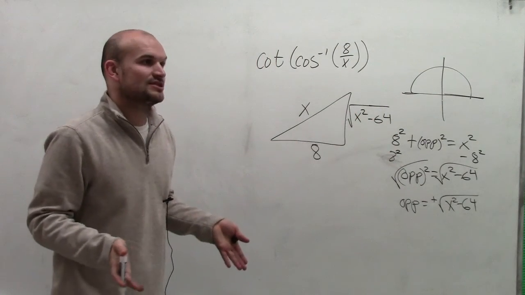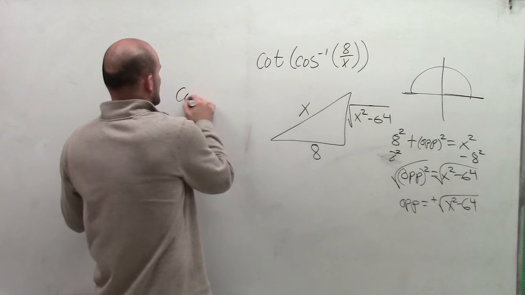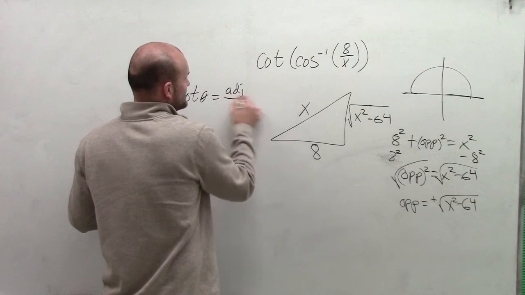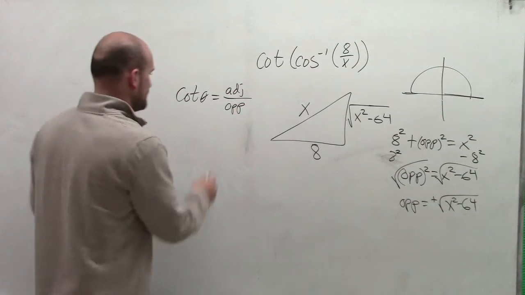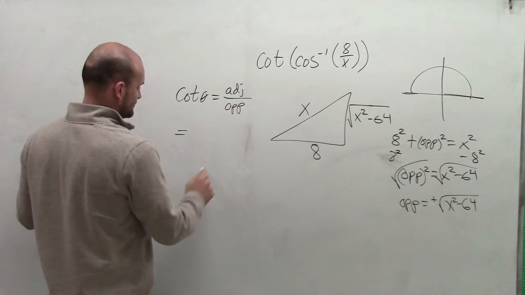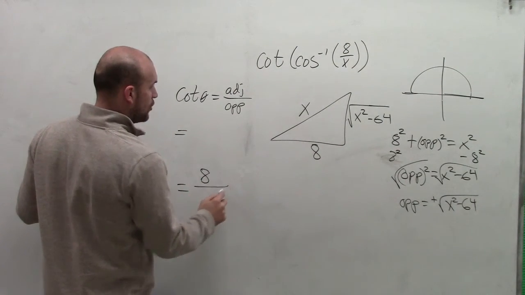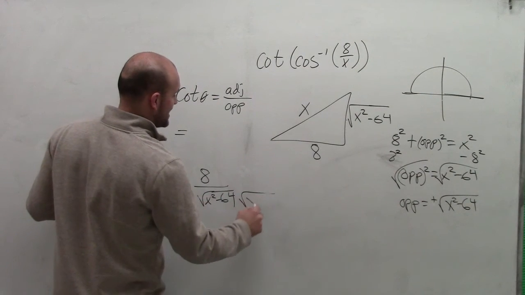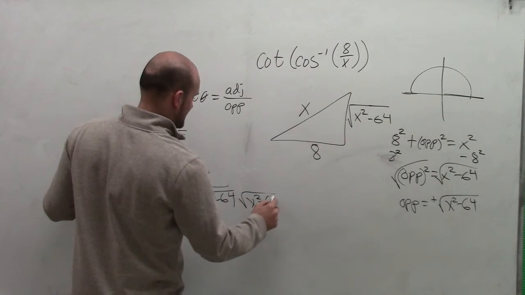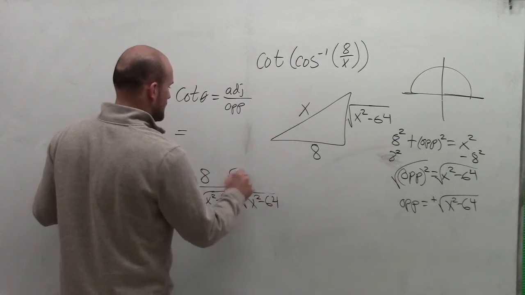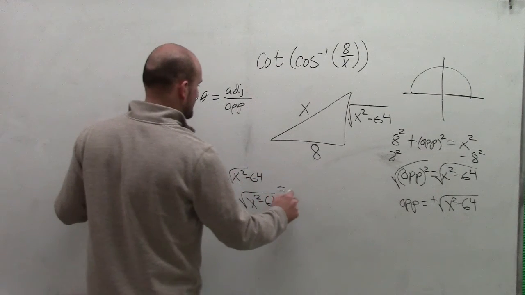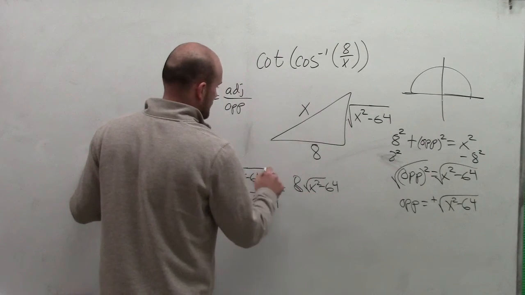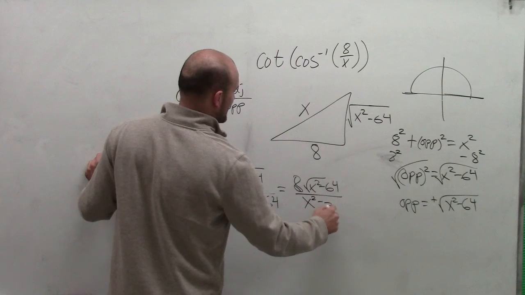Now what they're asking us to do is determine what the cotangent is. Remember, the cotangent of any angle in a right triangle is going to be your adjacent over your opposite side. So my cotangent for this angle is going to be 8 over the square root of x squared minus 64. Therefore, I need to rationalize the denominator by multiplying by the square root of x squared minus 64 on the top and the bottom. And therefore, I get 8 times the square root of x squared minus 64 all over x squared minus 64.